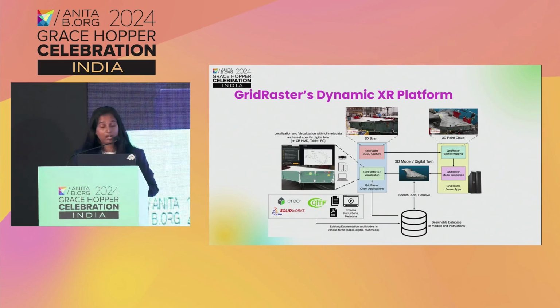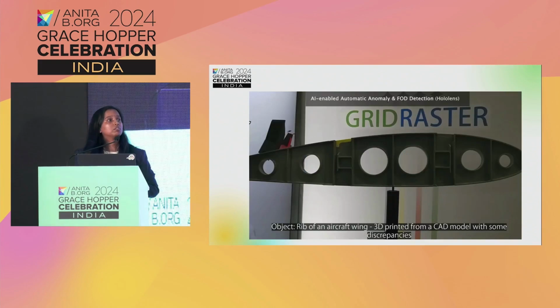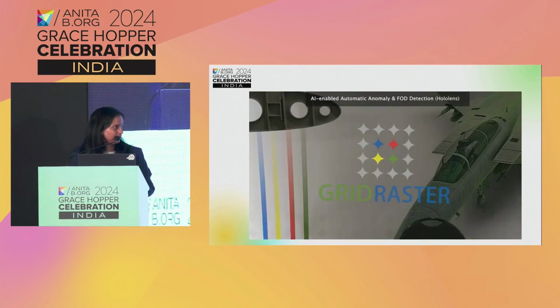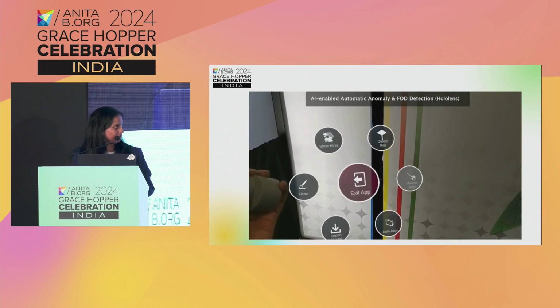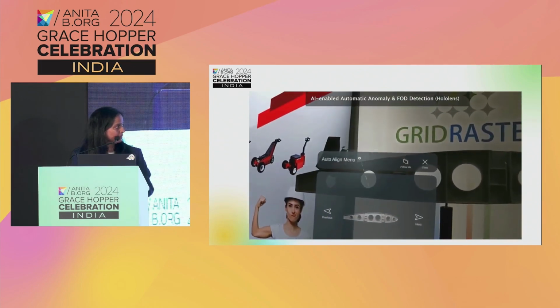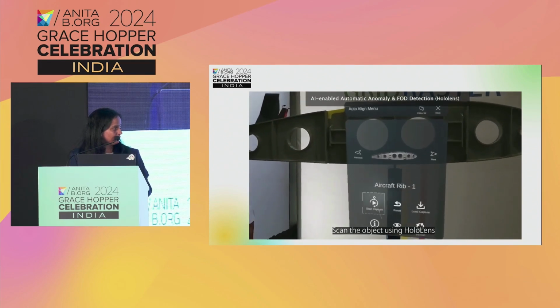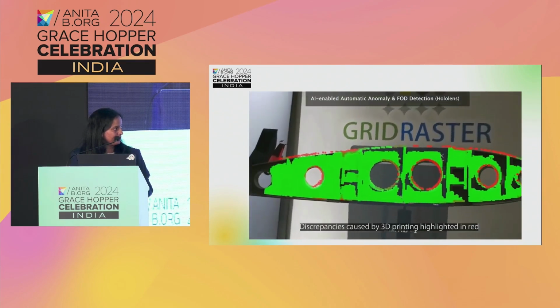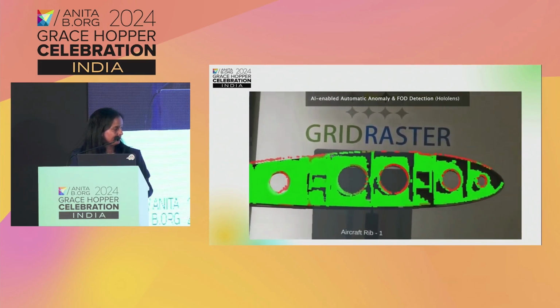Last but not least, this is another collective demo of all the work that we do at GridRaster. Here this is a physical aircraft rib. We'll try to align this and find the defects or anomalies on top of that.